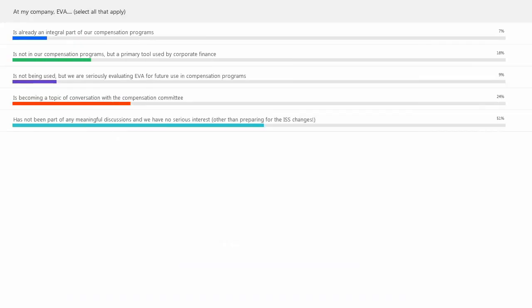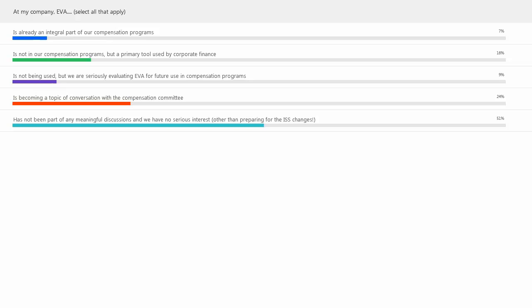These are interesting and not surprising, I think, to us that just over half are maybe taking a passive-aggressive stance here with respect to the use of EVA. I think that makes sense. The point that it's not in the compensation programs but a primary tool used by corporate finance, that response is a bit of a foreshadowing of some data that Brett's going to share later around the views of EVA we're seeing from managers and directors. So interesting results, and I think not overly surprising.